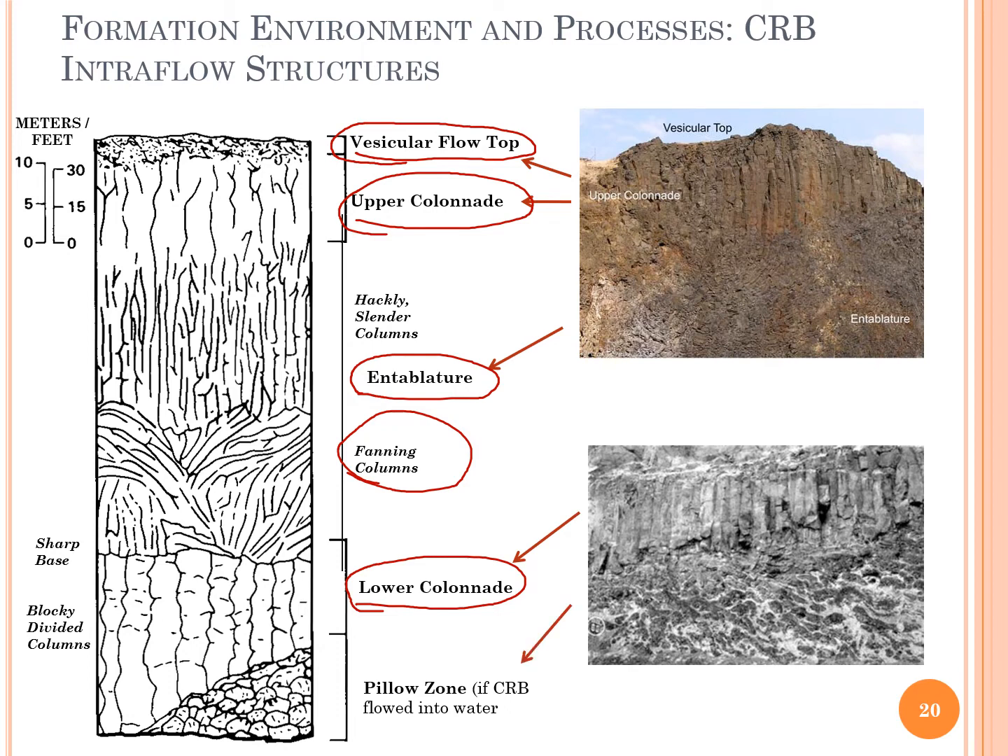And so here in this composite photograph, we have a series of outcrops from the lower pellet zone up through the lower colonnade, the entablature, upper colonnade, and vesicular top. As you can see, since I had to composite these photographs, it's not often that you find an outcrop that contains an exposure of all these elements in one photograph, but these two individual photographs capture pretty much all the elements.